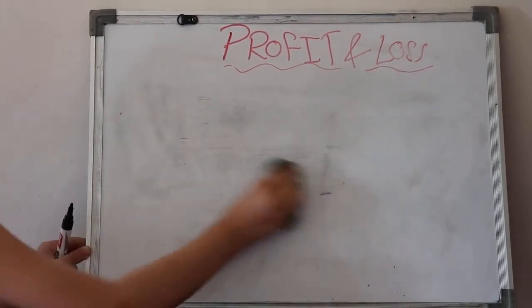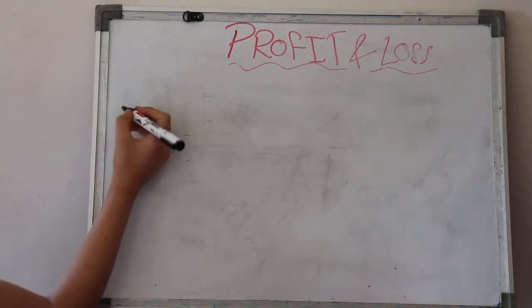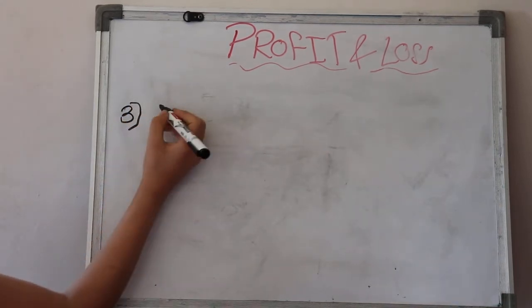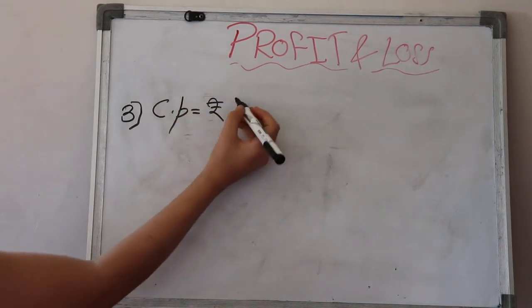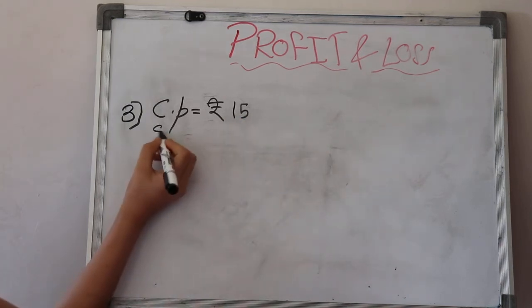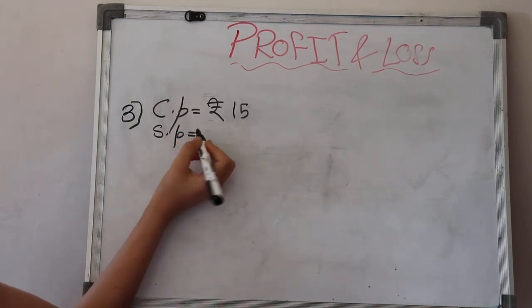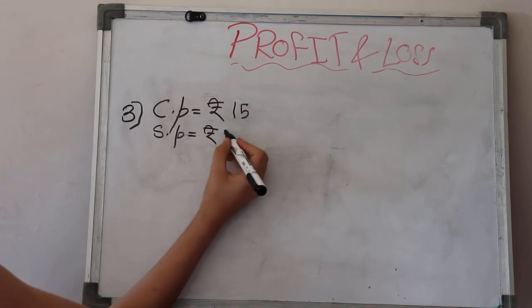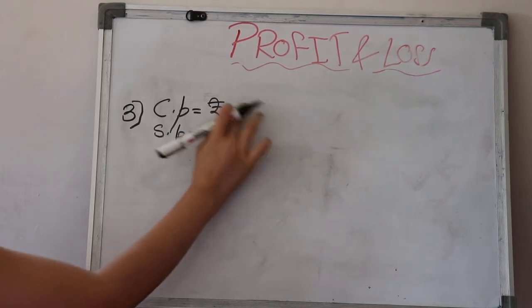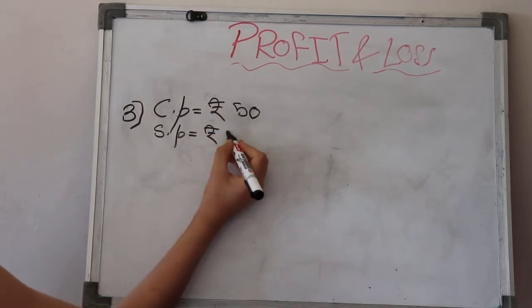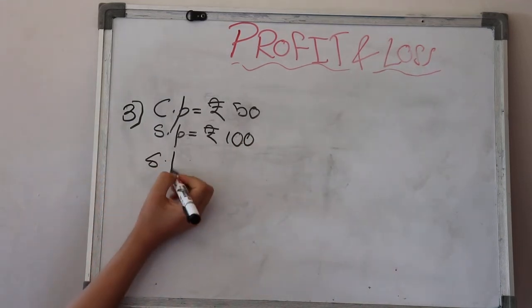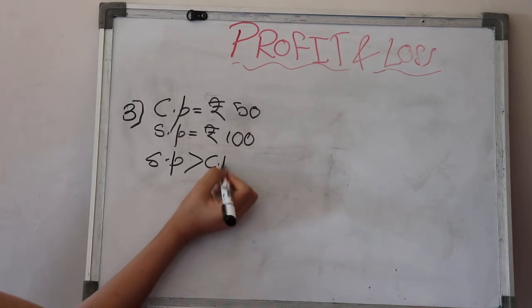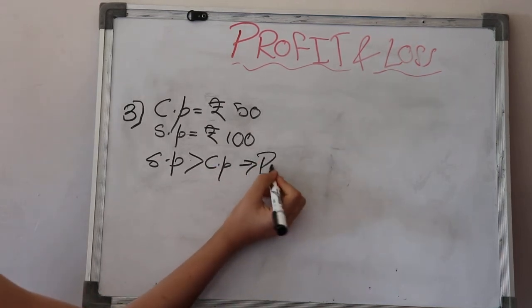If I have another question, the third. Cost price is rupees 50 and selling price is rupees 100. So here selling price is greater than the cost price, therefore there is a profit.